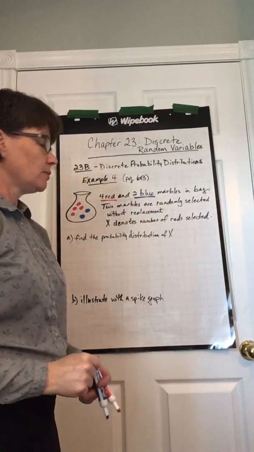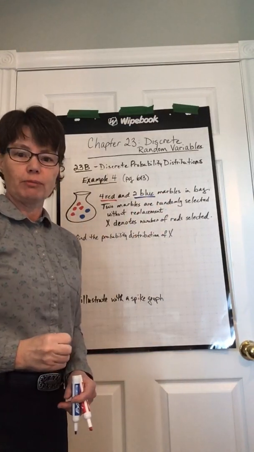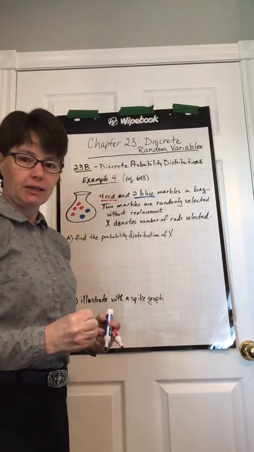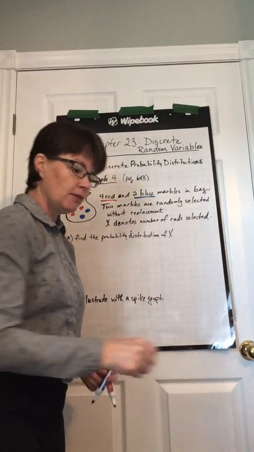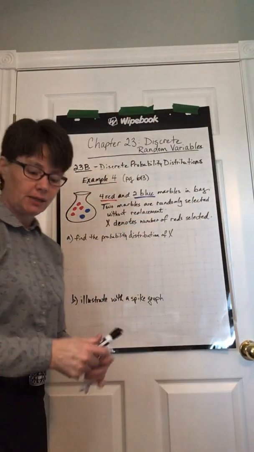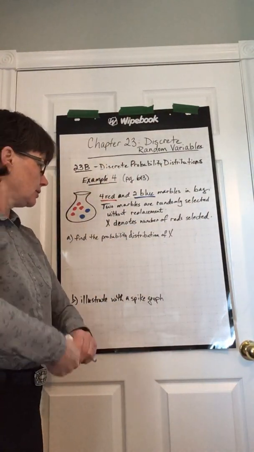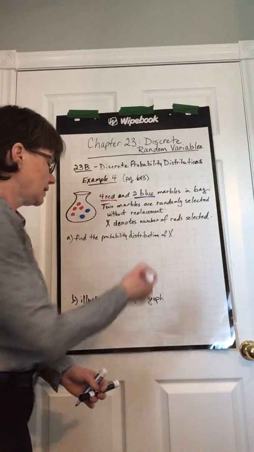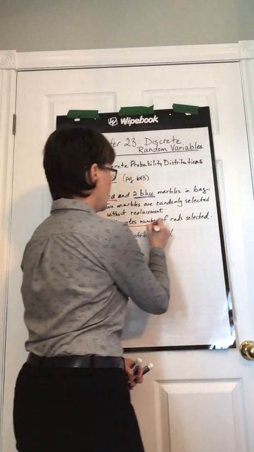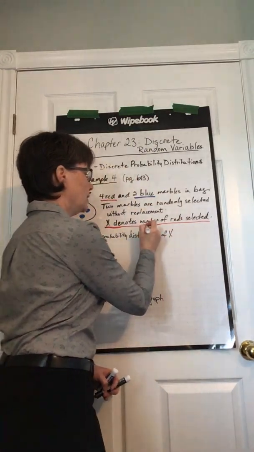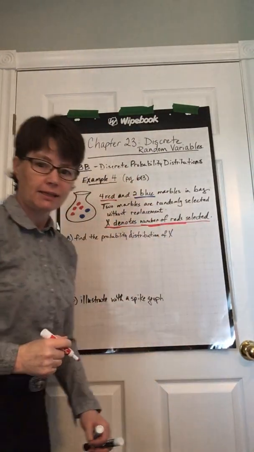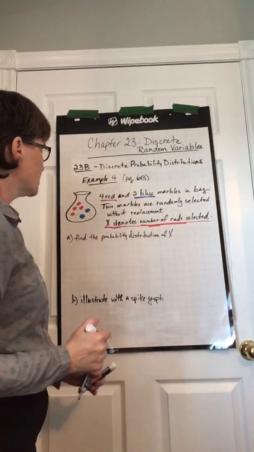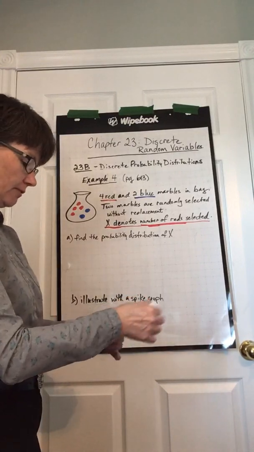2 marbles are going to be randomly selected without replacement. So that might happen simultaneously or it might happen one at a time, regardless, because without replacement, the same situation occurs. X denotes the number of reds selected. Okay, so let's underline that in red. X is representing the number of reds selected. Okay, so find the probability distribution of X.